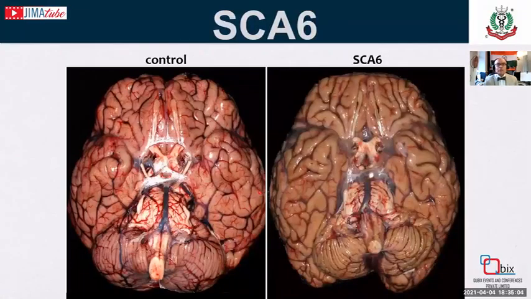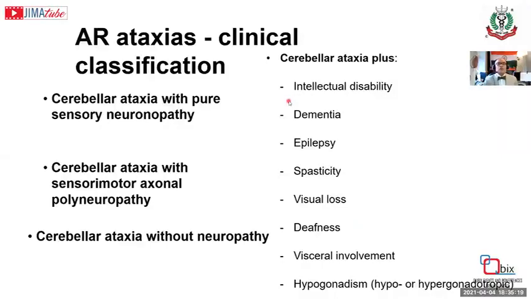I bring up a morbid pathology here to show you the control cerebellar size compared to SCA6, how small and shrunken the cerebellum is in this particular SCA6, which is predominantly a cerebellar disorder. So autosomal recessive ataxias again can be classified into ataxias with pure sensory neuronopathy, with axonal polyneuropathy, and without neuropathy. We can also classify them into cerebellar plus syndromes, and you can see what the additional non-cerebellar but neurological features can be like.